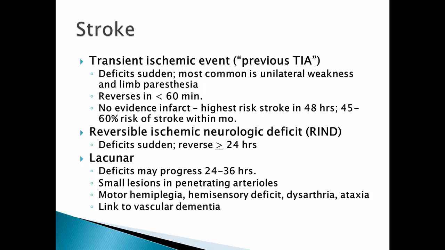With a lacunar stroke, this is a stroke in which the deficits tend to progress over 24 to 36 hours. So they start with a neurologic deficit that continues to worsen over that 24 to 36 hours. This is an ischemic process and is primarily due to hypertension. And this specifically affects the small lesions in the penetrating arterioles of the brain. And that makes sense, doesn't it? It's an ischemic process, primarily due to hypertension.